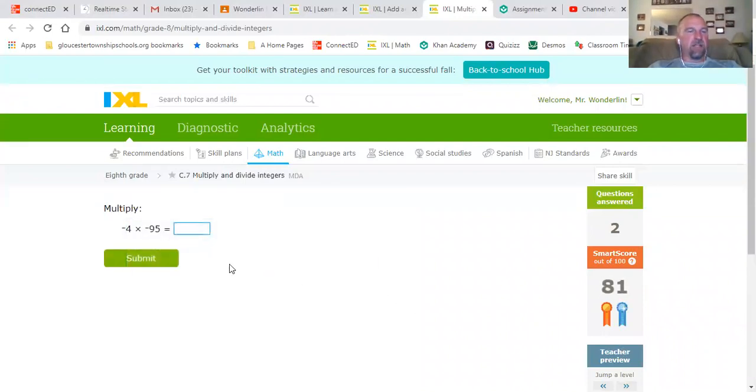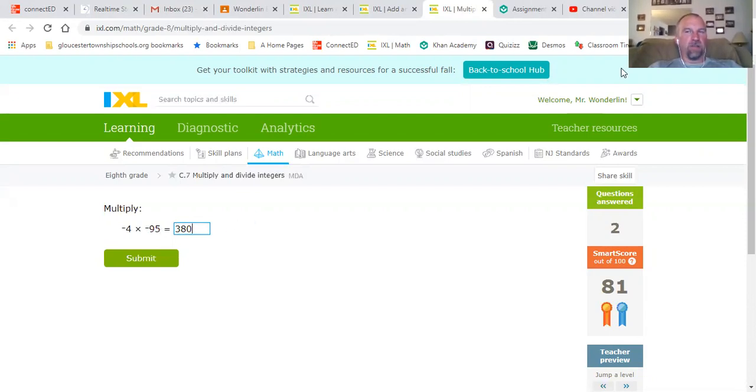So I've got some much larger numbers. Negative 4 times negative 95. First thing I'm going to worry about is the signs. I have a negative. That makes it positive, and I'm done with the signs now. Now my answer is going to be positive. Now I just have to multiply 4 times 95. A couple ways you can do that. You could do 4 times 90, and 4 times 90 is 360, and 4 times 5 is 20. Add them together, and it gives you 380.